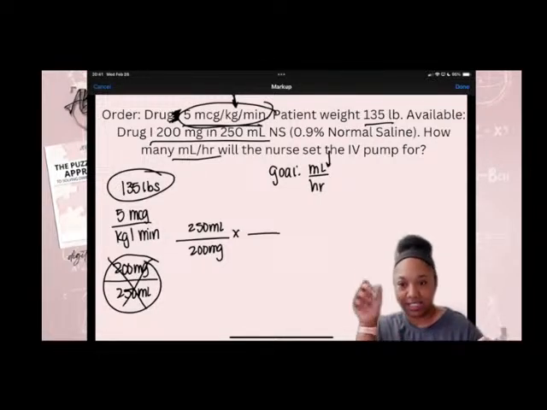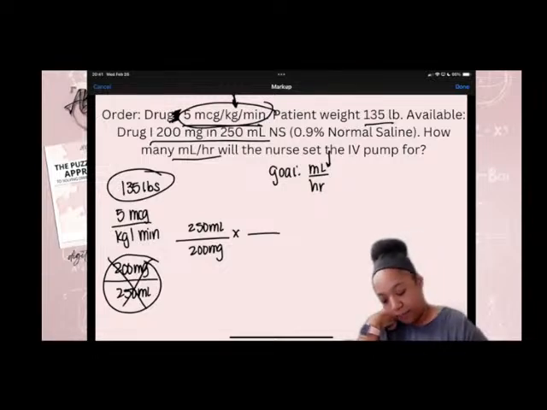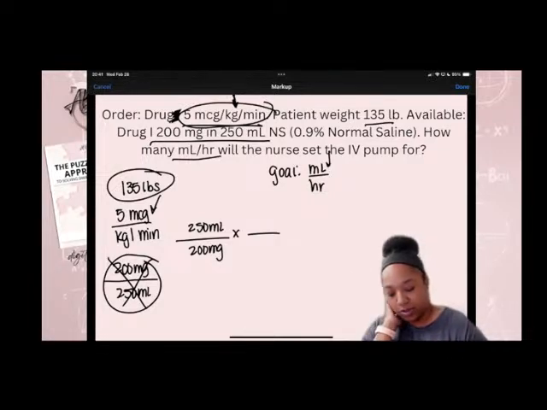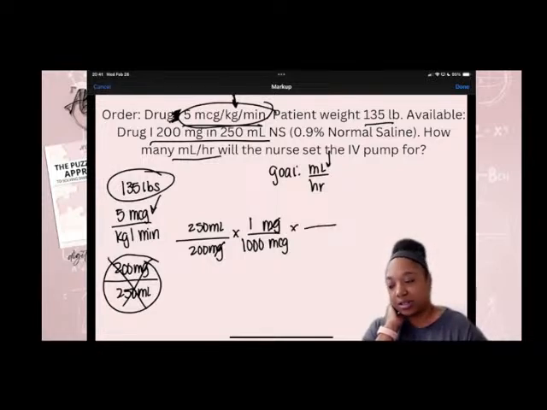Okay, exactly. So because this is a microgram, I can't put it on top of a milligram, because a microgram is 1,000 times smaller than a milligram. So I'll put my milligrams on the top, my micrograms on the bottom. 1 milligram equals 1,000 micrograms. This is what deterred me from doing dimensional analysis when I was in school, because I'm like, where does the one go? Where does the 1,000 go? What goes on the top? What goes on the bottom?